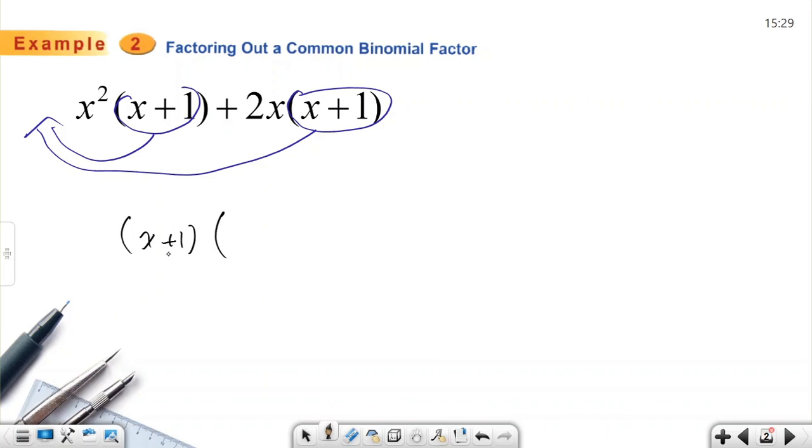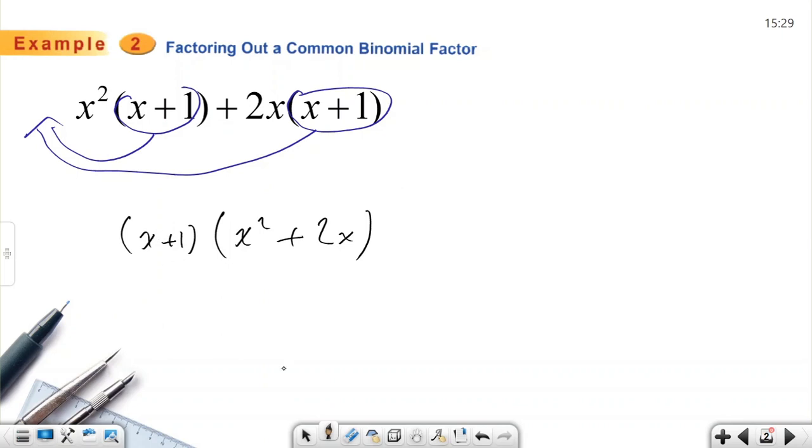X plus 1 divided by x plus 1 is 1, so 1 times x squared. I'm just going to write x squared here. So when you divide by it, only x squared is left. Plus, x squared times x plus 1 divided by x plus 1, only 2x is left. That's the 2x. So I factorized these common factors here.